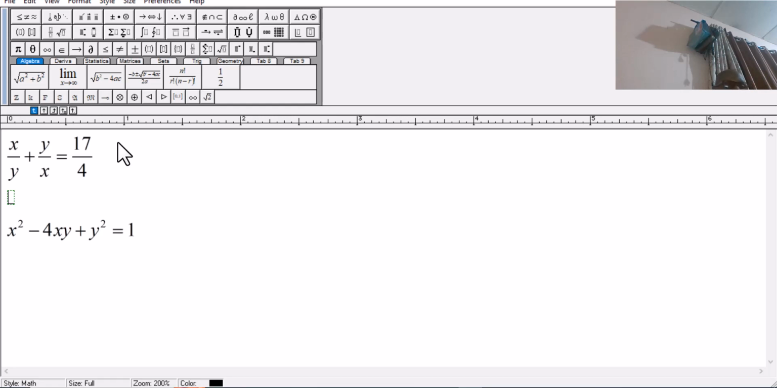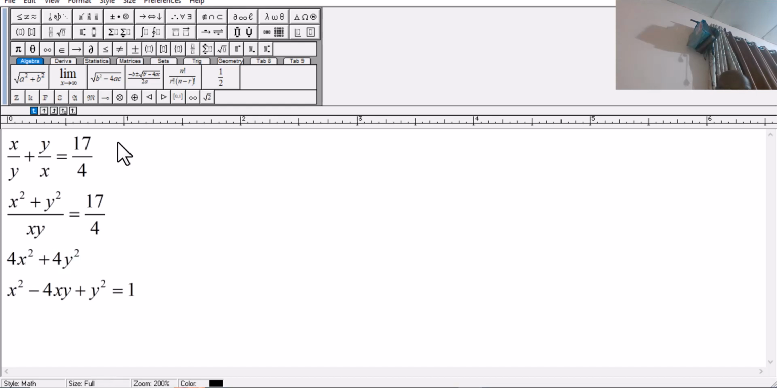So we now have x squared plus y squared over xy equals 17 over 4. Cross multiply both sides. So we have 4x squared plus 4y squared equals 17xy. So what we have here is 4x squared minus 17xy plus 4y squared equals 0.